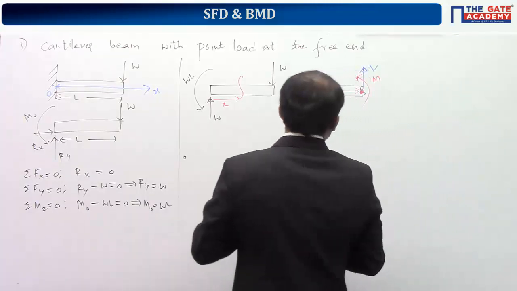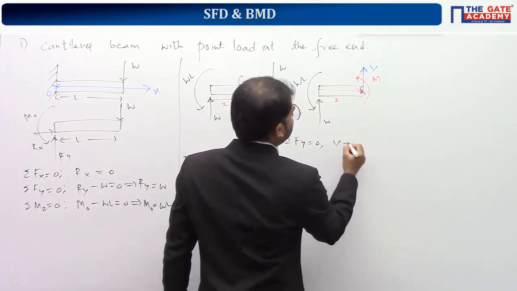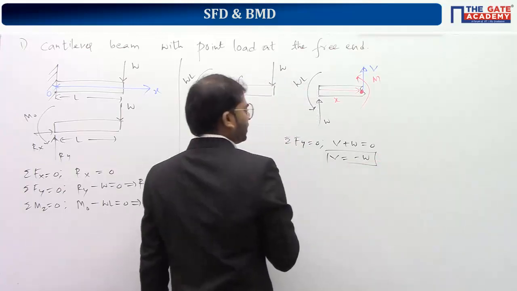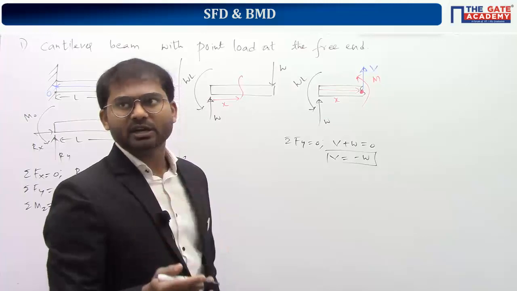If you apply sigma F equal to 0, we get V plus W is equal to 0. This implies V is equal to minus W. So the shear force equation is a constant equal to minus W throughout the length of the beam. It is independent of x.